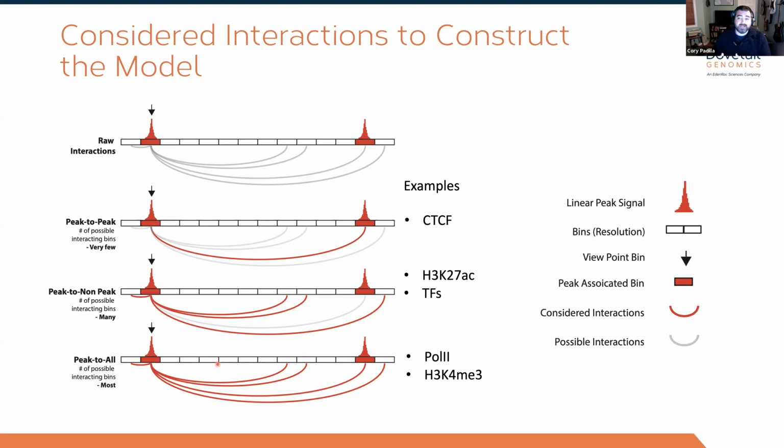So you're really going to need a lot more data and a lot more read support per bin to determine if those interactions are significant, because you have a lot more interactions to consider when you're building those models.